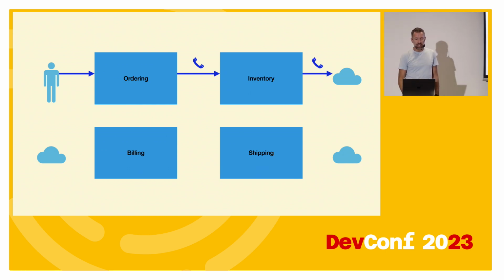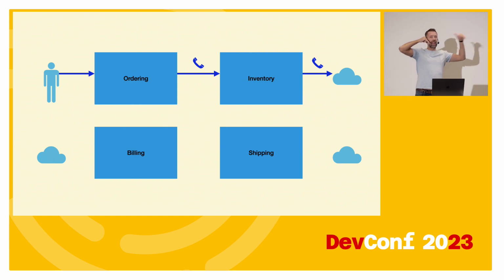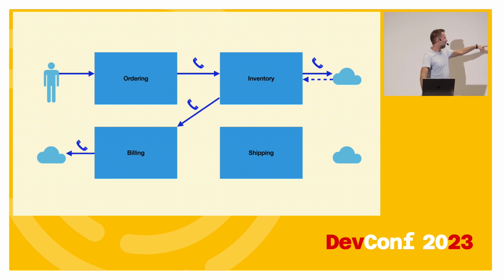They might make another HTTP call, i.e. pick up another phone to the warehouse. Oh, have you got this in stock? Yes, we have. Put the phone down, cool. They pick up the phone to billing and say, hey, can you charge a credit card? They say, yep, they call Stripe or whatever. Then they pick up another phone to shipping and say, I've just billed for this order, can you ship it? Shipping get on the phone to a courier.